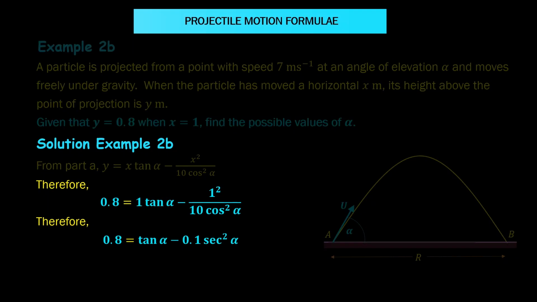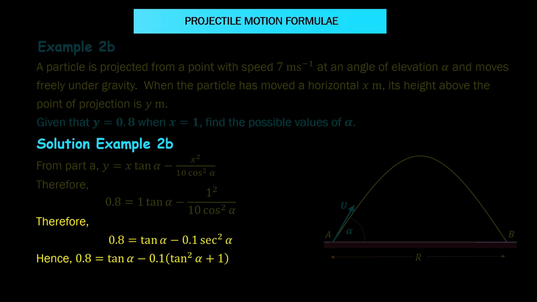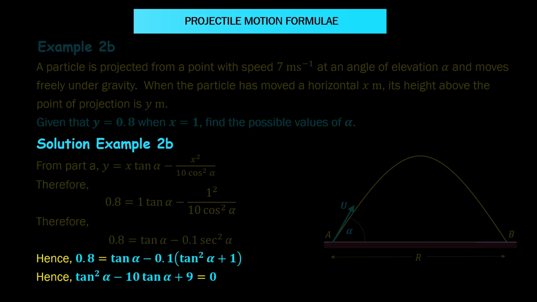And notice we have tan alpha and sec squared alpha. You might be able to spot that you could convert sec squared alpha to something involving tan squared, and this will then give you a quadratic in tan. Like so. And rearranging and tidying up gives us this expression, so we can now either use the quadratic formula or factorize to solve for tan alpha.